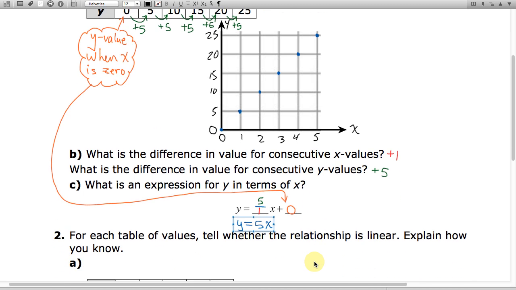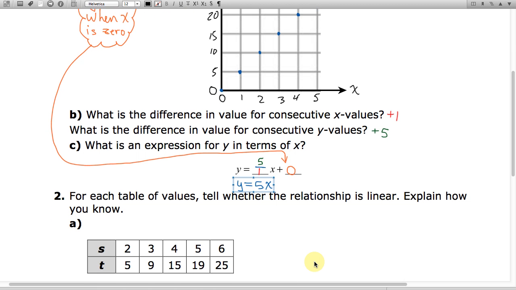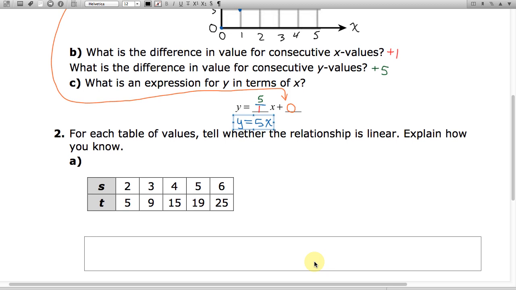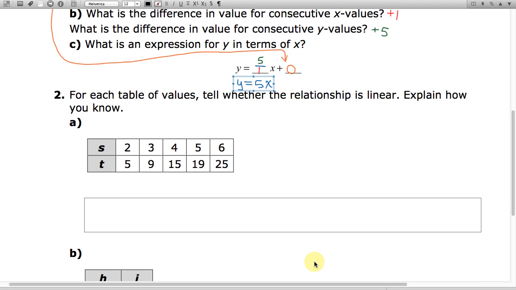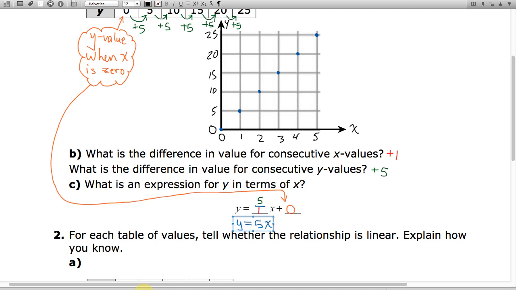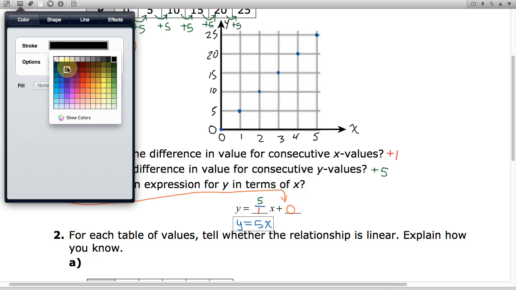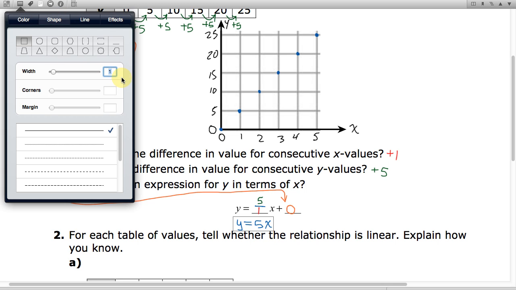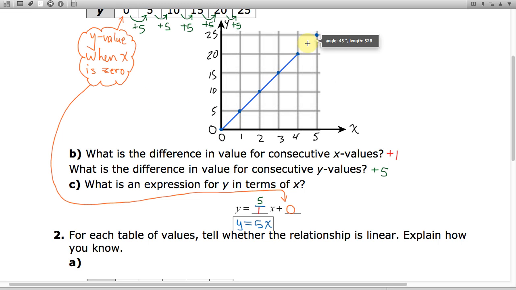So now, to determine whether a relationship is linear, you could certainly plot all of these points on a graph and see that they line up the way that these ones did. And you notice that if I'm to draw a line through all of these points, they certainly can, right? They all fall in the same straight line.